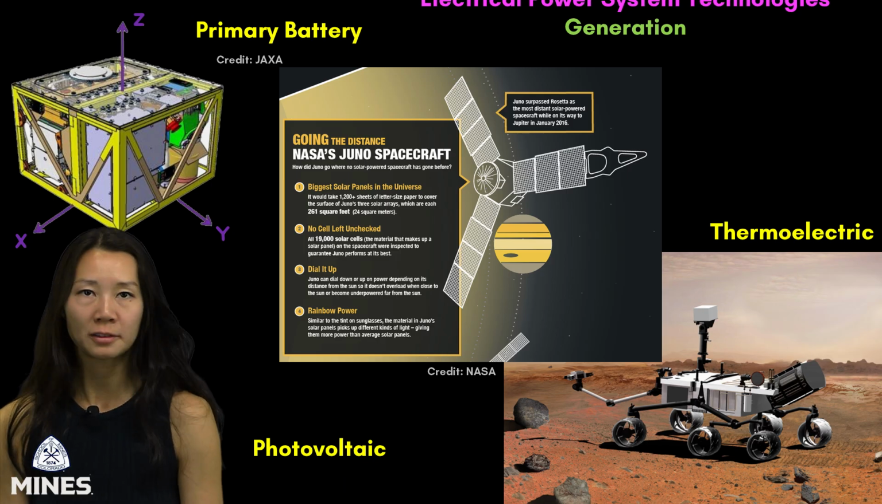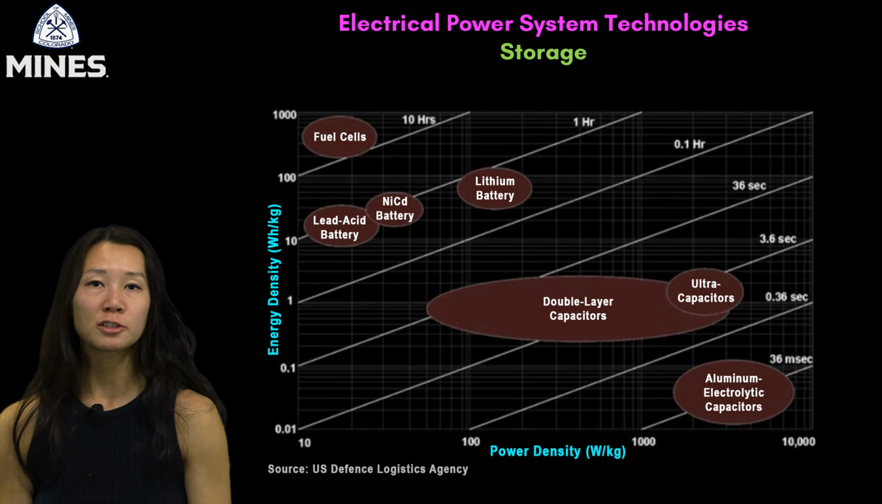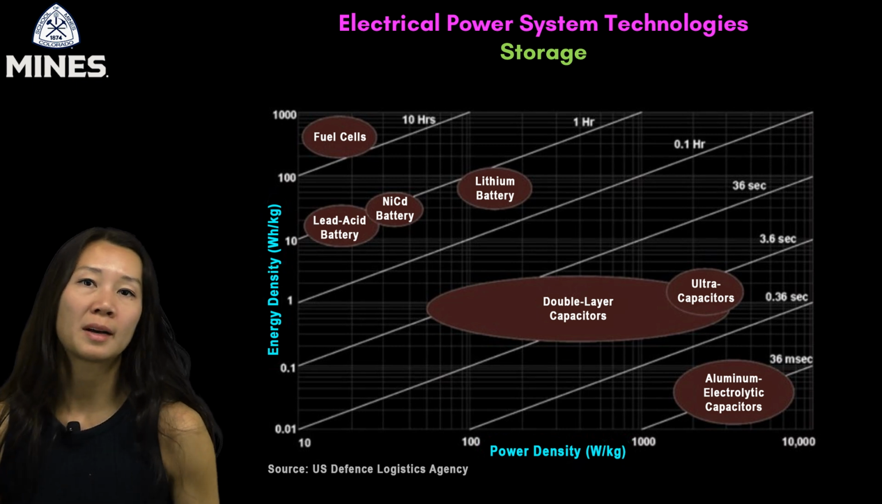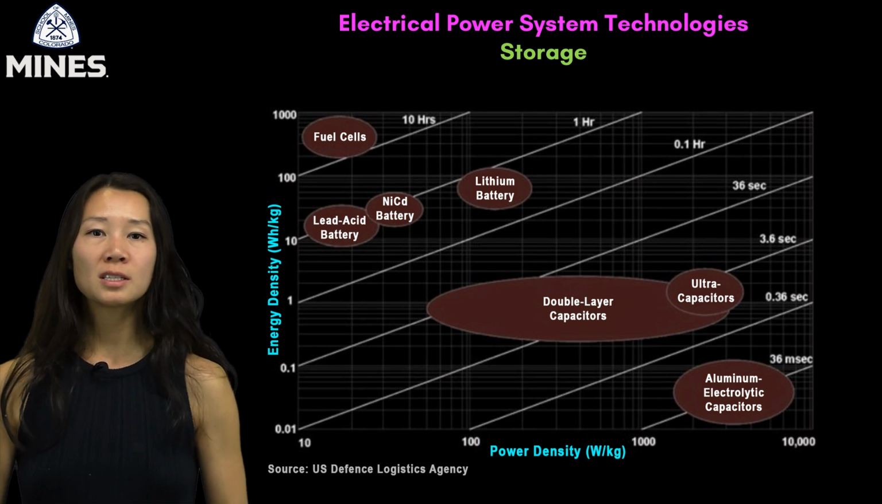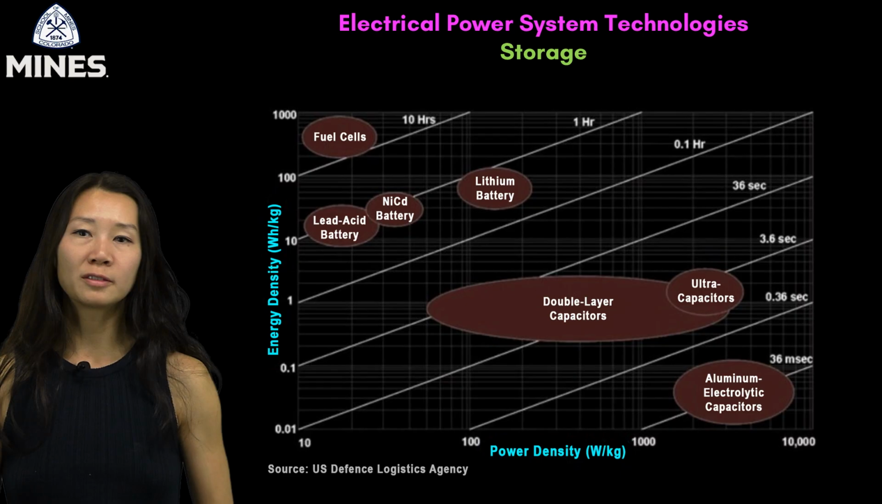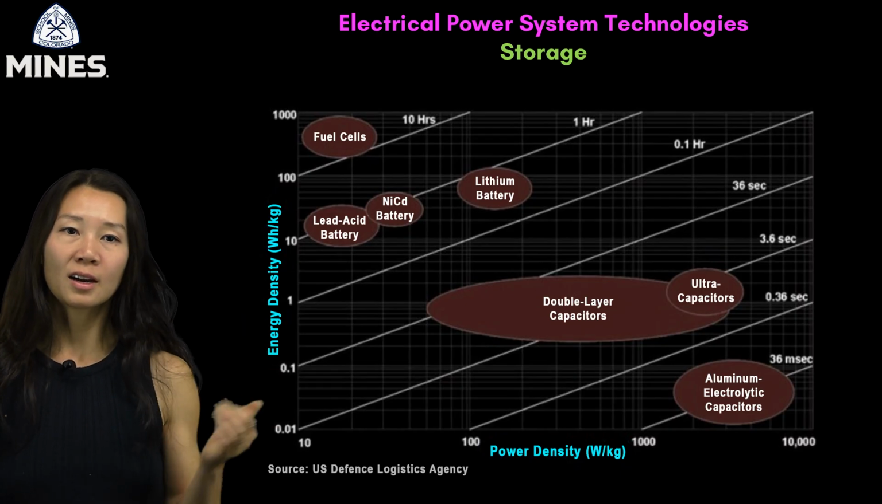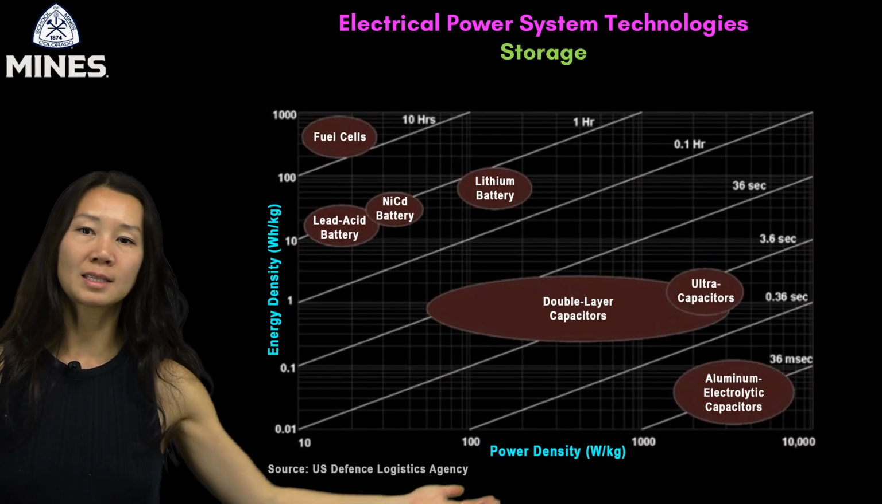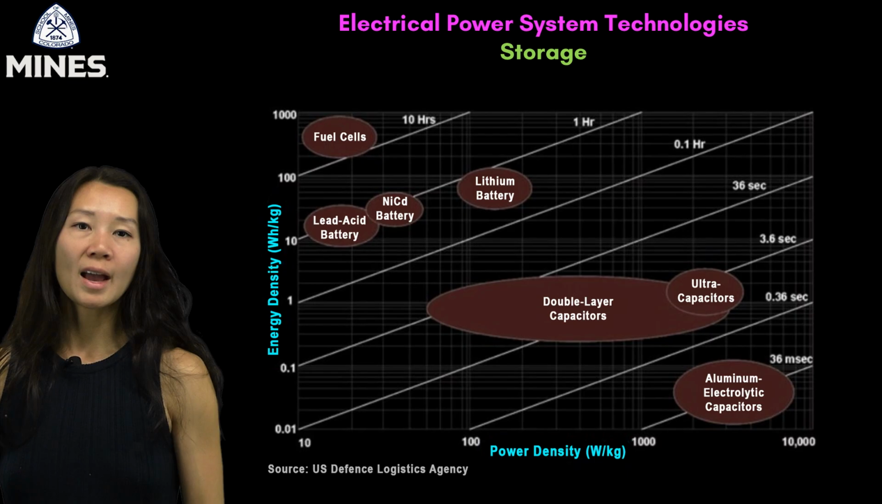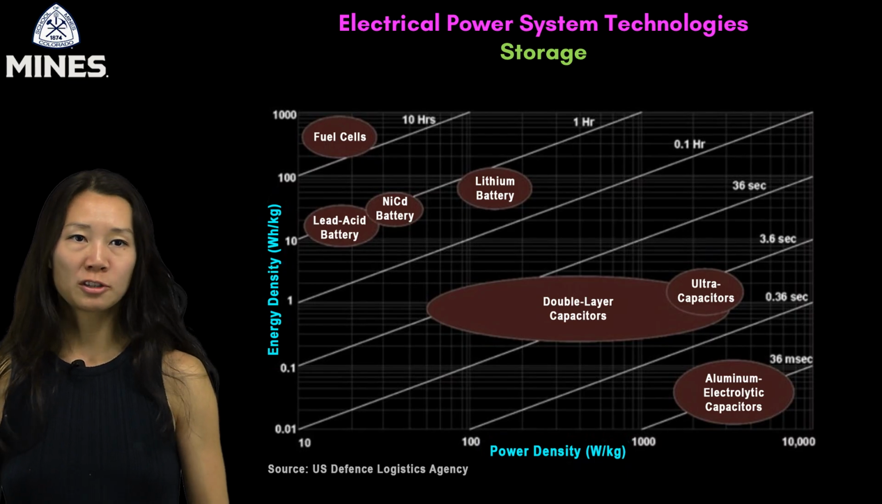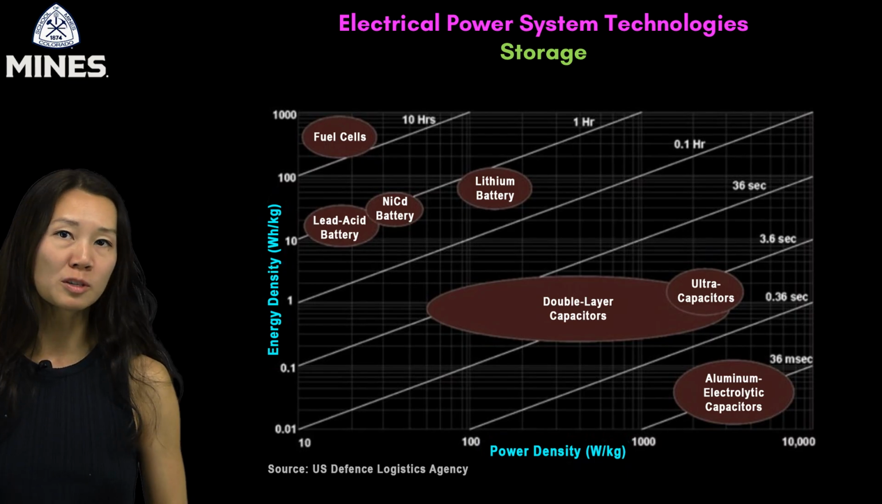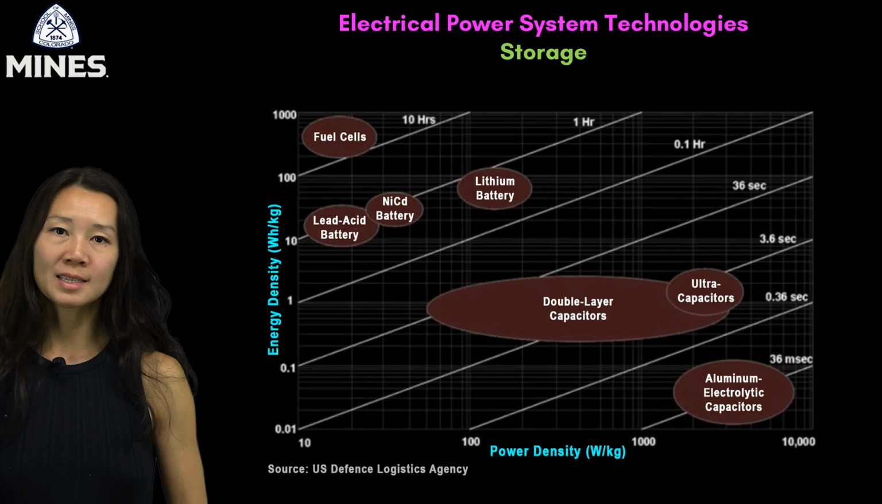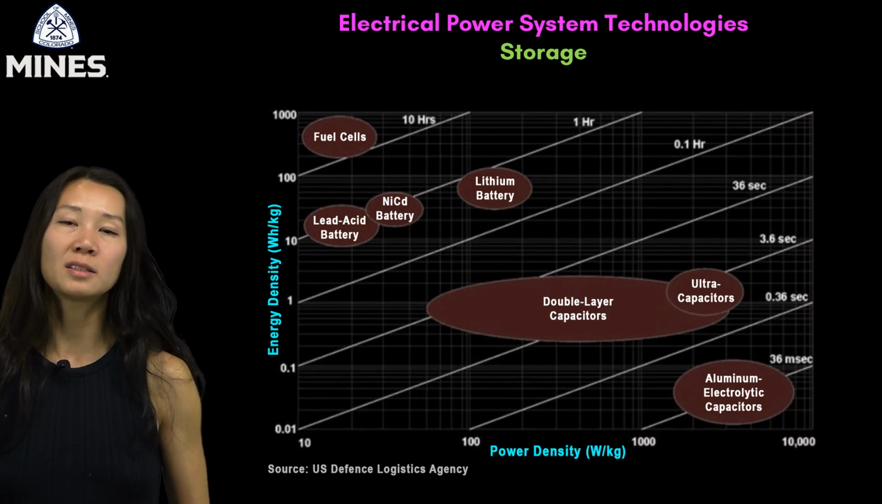more suitable than others. When it comes to technologies and energy storage, a good way to think about selection in space missions is a trade-off in the metrics of energy density on the vertical axis and power density on the x-axis. Energy density is how much total energy the system can store in watt-hours per kilogram. Power density, on the other hand, is how quickly that energy can be delivered for peak power.